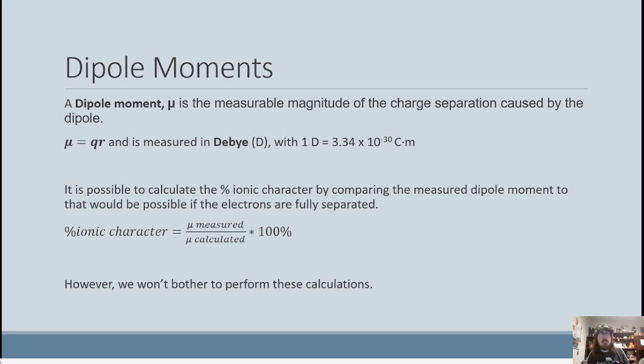Now, we won't actually measure this. It's just good to know that there is a way to quantify this, but we're not going to worry about it. But it's possible to calculate the ionic character by comparing the measured dipole moment to what would be possible if the electrons were fully separated, like in an ionic bond. So if you compare those, you can compare the ionic character, like 10%. It's only 10% of what it would be if fully separated. We're not going to bother to do those calculations, so don't worry about it. Just know there are ways to calculate these things.